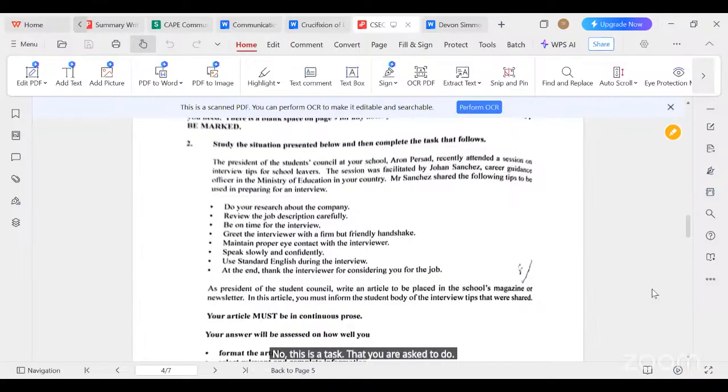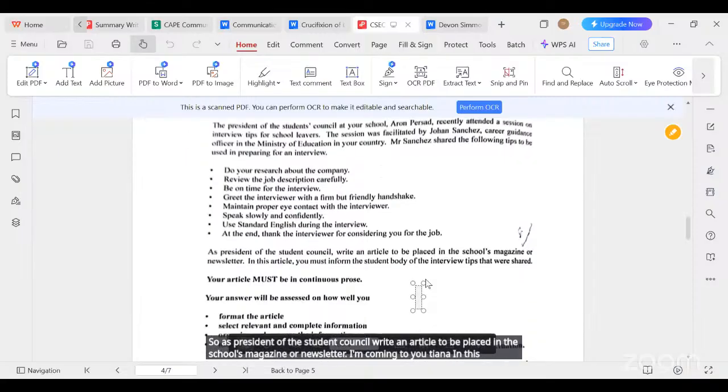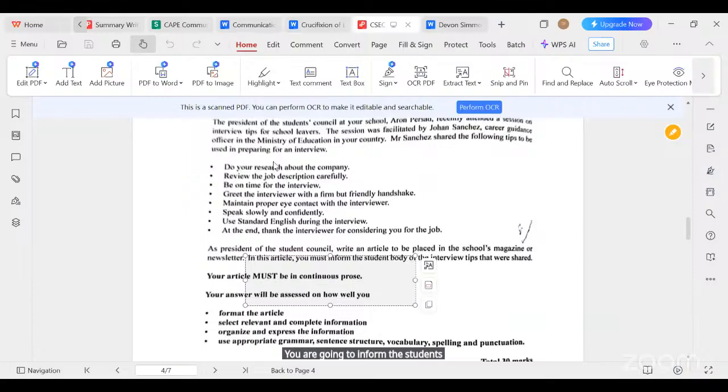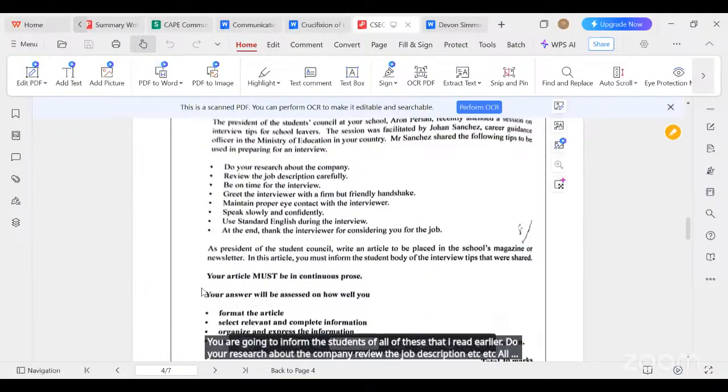As president of the Student Council, the one that we went through, you are not president, you are staff representative. So as president of the Student Council, write an article to be placed in the school's magazine or newsletter. In this article, you must inform the student body of the interview tips. So you are going to inform the students of all of these that I read earlier: do your research about the company, review the job description, etc. And of course, you will always be told to write in continuous prose, and they will tell you what you will be graded for.